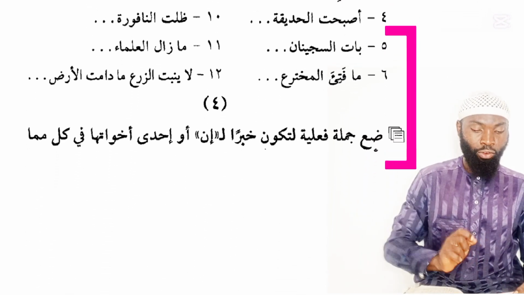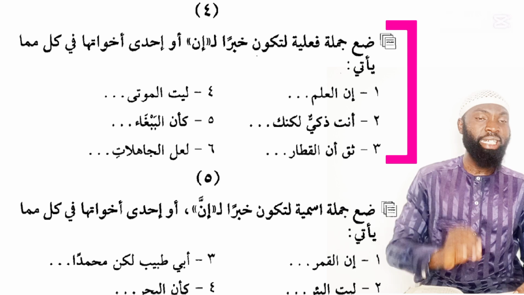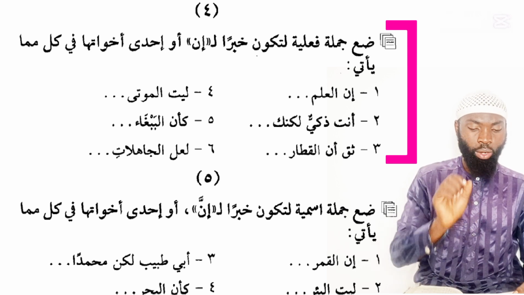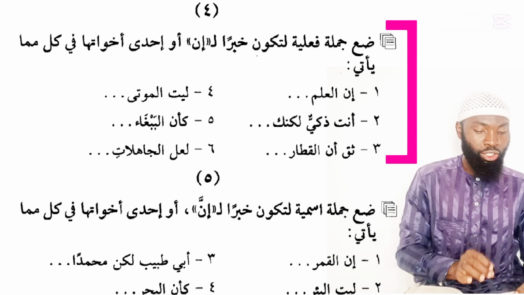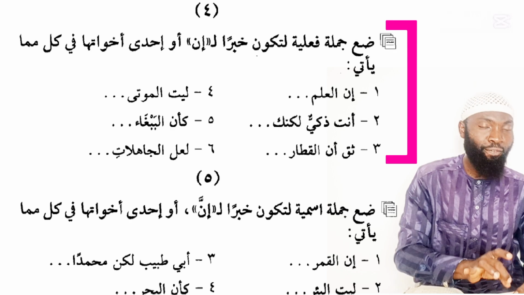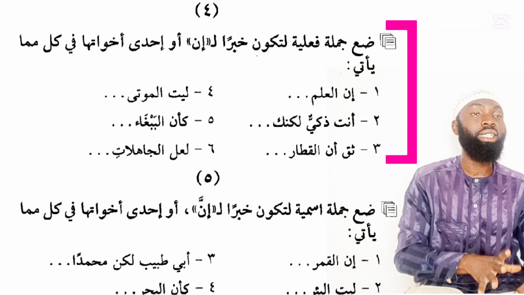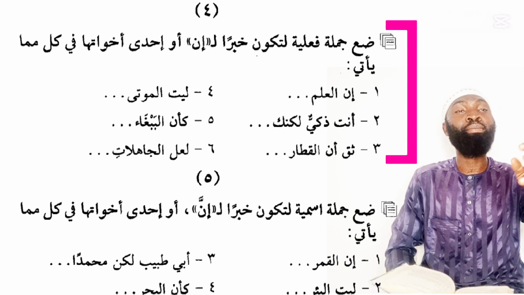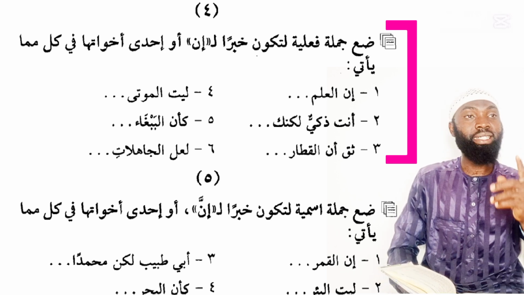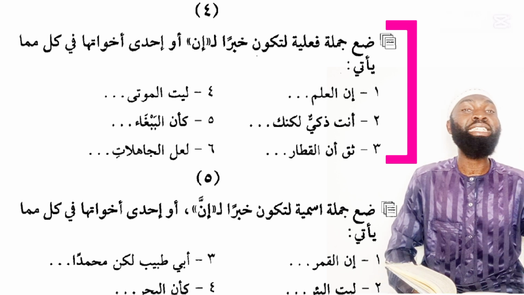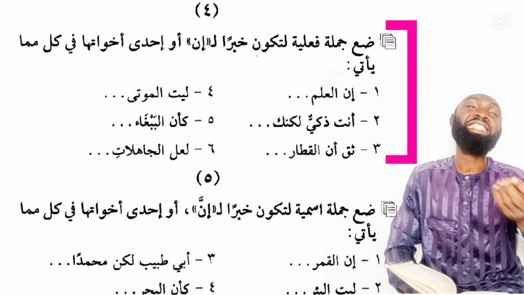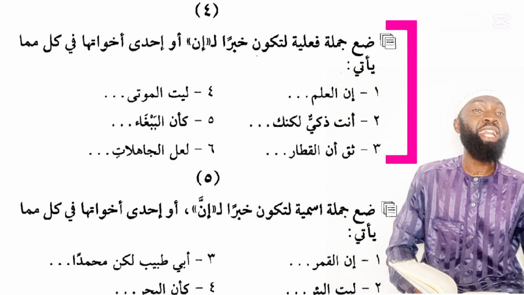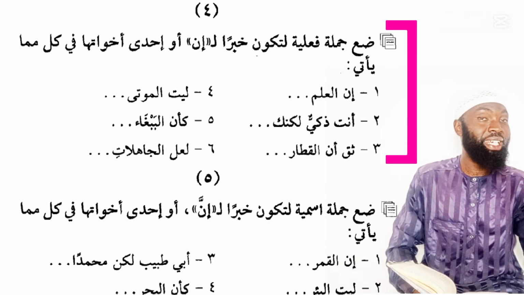Tamrin Rabi, exercise number 4, we have da jumlatan fa'iliyatan litakuna khabaron li inna aw ihda akhwatiha fi kulli ma yati. You are to place a verbal sentence to complete the following short sentences which have inna and one of the sisters. We have innal ilma. I can simply say, complete the verbal sentence, innal ilma yanfa'un nasa. Knowledge indeed benefits the people. This is a verb, yanfa'u.